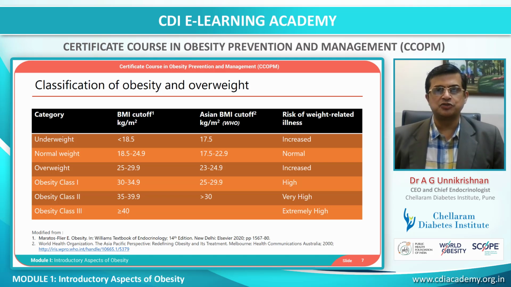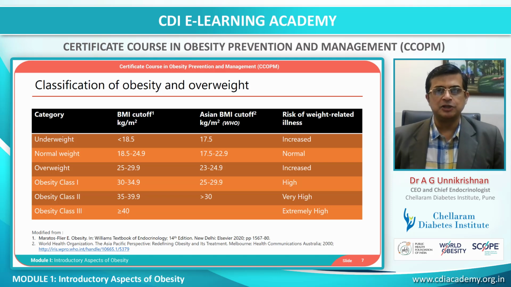In the column on the extreme right, you will see the clinical importance of the BMI categories. You can see that wherever the category is underweight, the risk of weight-related illness is increased, which means people with a lower BMI also have an increased risk of morbidity and mortality.